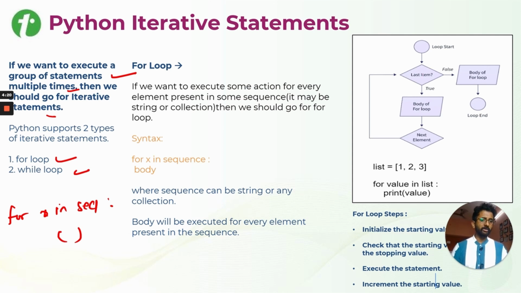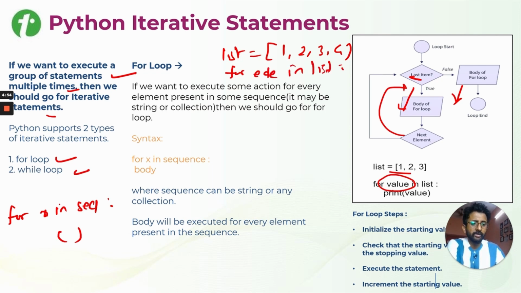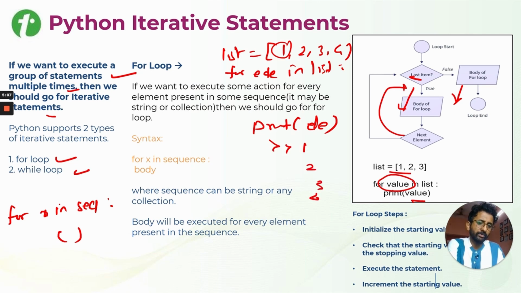So for example, you start the loop and it continues until the last element is met. You are inside the body performing an operation on the element, then moving on to the next element. Once the last element is reached, you come out of the execution. For example, we have a list with the values 1, 2 and 3. You are checking for value in list, meaning for each element in the list. You can also do, for example, list equal to 1, 2, 3, 4. Now you check for each element in the list colon, and you just print the element. Instead of value, you can use element, i, or anything you want. It will take one value at a time and give you the output as 1, 2, 3 and 4.